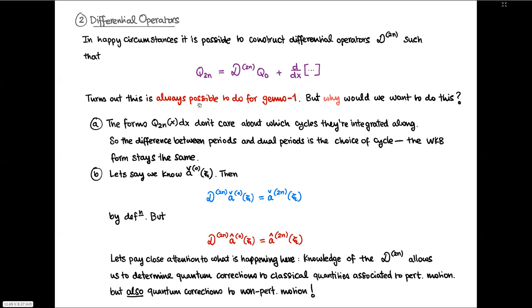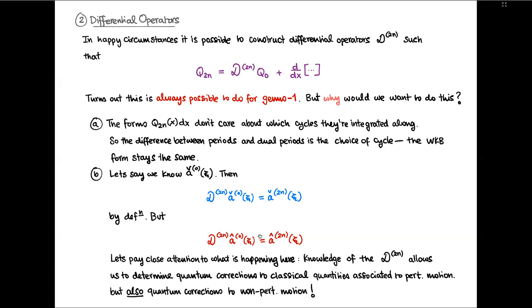and this is by definition, because if I act with d2n on this, I write it in terms of an integral over q0, and then I push the derivative through, and I get this. So this is true by definition. But also note that for the non-perturbative cycles, the a hats, the same is true.